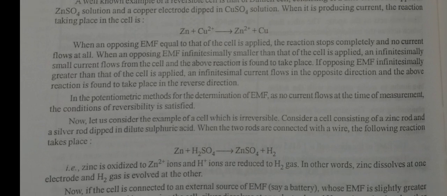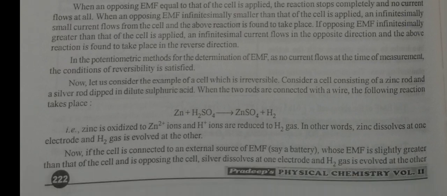Now let us consider the example of a cell which is irreversible. Consider a cell consisting of a zinc rod and a silver rod dipped in dilute sulfuric acid. When the two rods are connected with a wire, the following reaction takes place: zinc plus sulfuric acid gives zinc sulfate plus hydrogen. That is, zinc is oxidized to zinc ions and hydrogen ions are reduced to hydrogen gas. In other words, zinc dissolves at one electrode and hydrogen gas is evolved at the other.